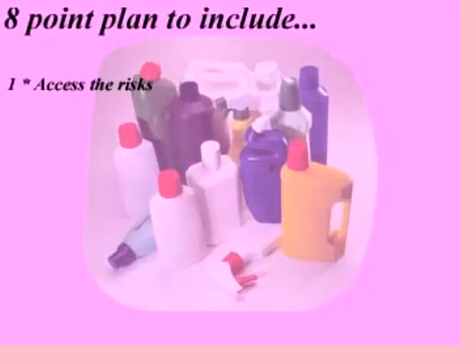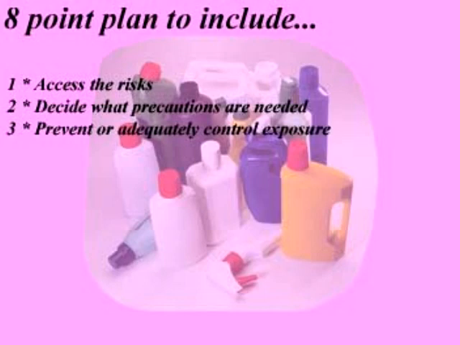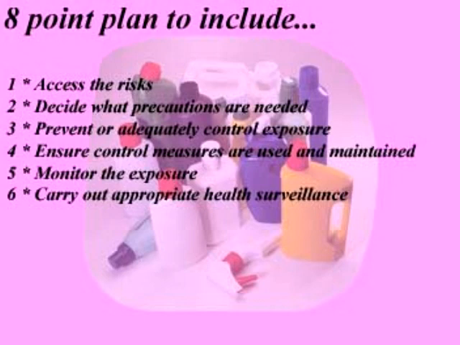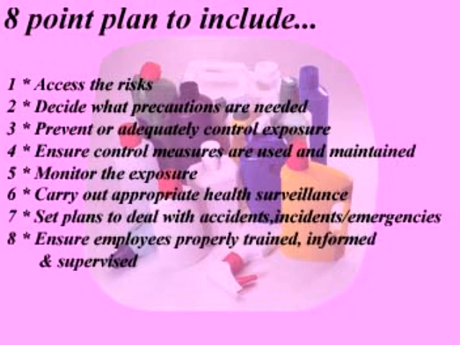This plan must include 1. Assess the risks, 2. Decide what precautions are needed, 3. Prevent or adequately control exposure, 4. Ensure control measures are used and maintained, 5. Monitor the exposure, 6. Carry out appropriate health surveillance, 7. Have plans to deal with accidents, incidents and emergencies, and 8. Ensure employees are properly trained, informed and supervised.